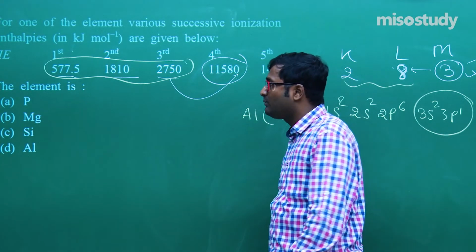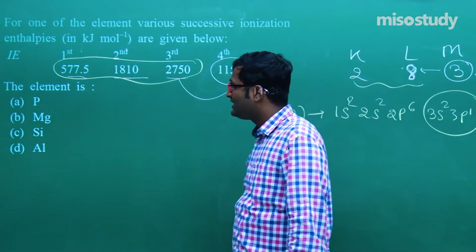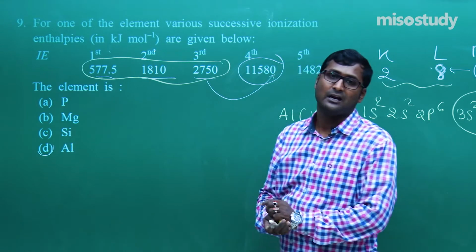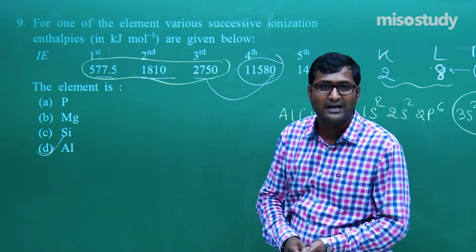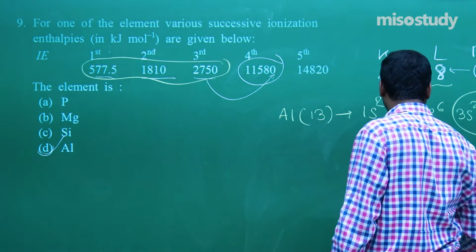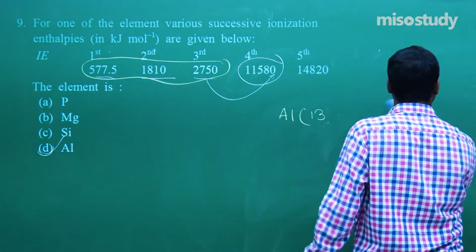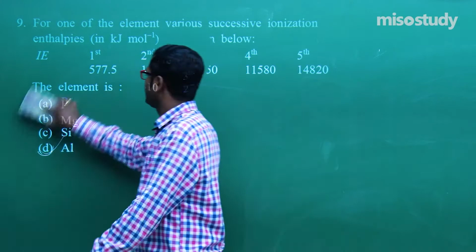So in this case, we can say that D is the correct option, that is Al. For question number 9, D is the correct option. Am I right? Yes, sir, you are absolutely right. Now I'm going to rub this part and we'll discuss the next one.